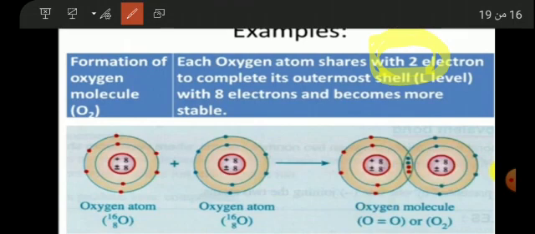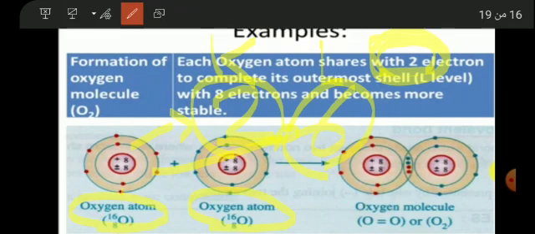As we said, a covalent bond is formed between two non-metals. Here is a non-metal and another non-metal; both must be non-metals. For oxygen, if we look at the configuration, the first energy level, K, has 2 electrons and the second has 6 electrons: 1, 2, 3, 4, 5, 6. The other oxygen is the same: the first energy level K has 2 electrons and the second, L, has 6 electrons.